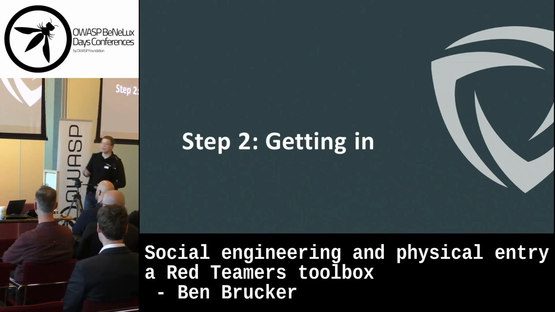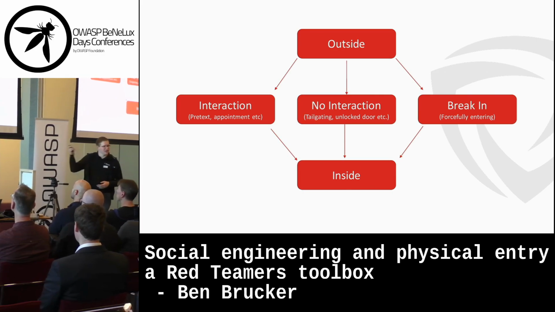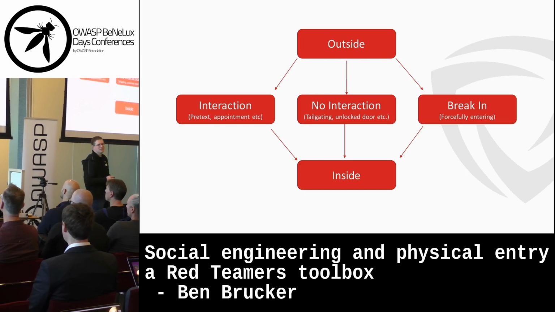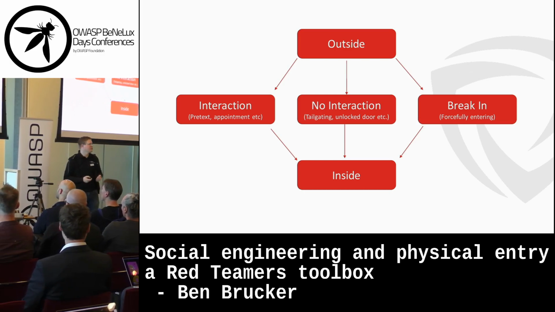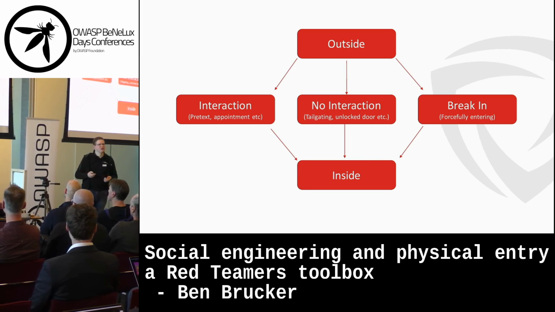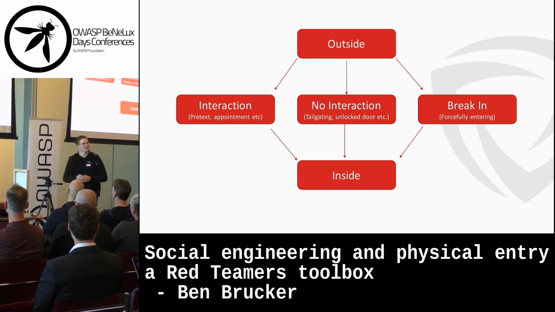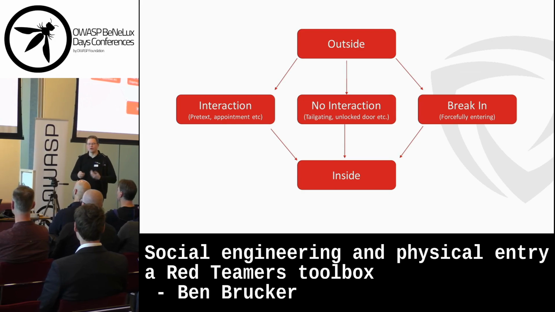So next, I do need to actually enter the building. And there are a few different ways to get from the outside to the inside. So one, I can interact with people. I can make sure that I follow the normal process in order to get into the building. So for example, I make an appointment with you for some reason, or I visit a building where there's a public conference and I get lost on the way to the toilet, things like that. So you follow the normal flow to get in.